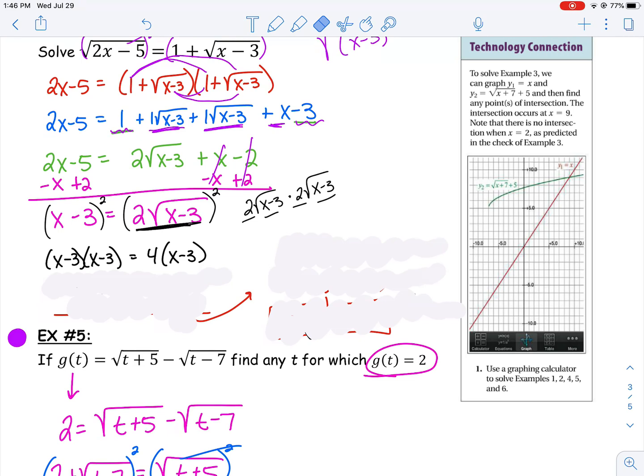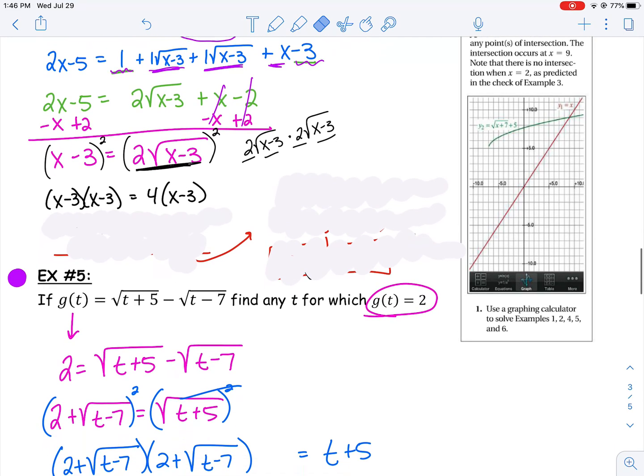Okay, look at the left side. The left side was an x minus 3 squared. Remember, that means I have two of those, an x minus 3 times another x minus 3. Okay, now you notice that I have no more radical, which is perfect. That's what we were trying to get to. We were trying to get all of our radicals by itself so that we can get rid of them eventually.